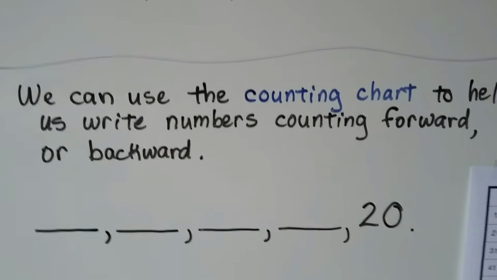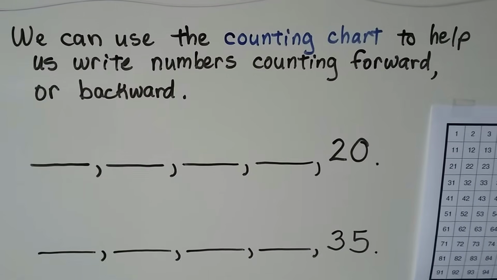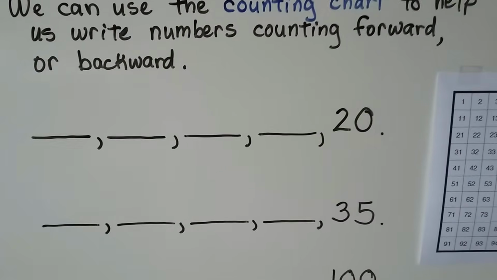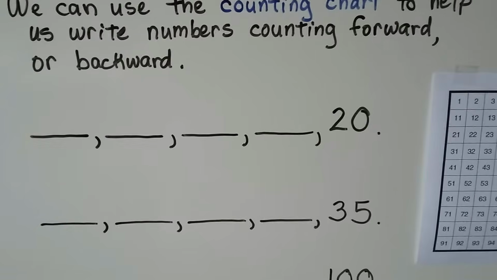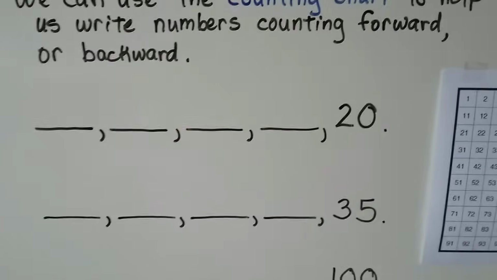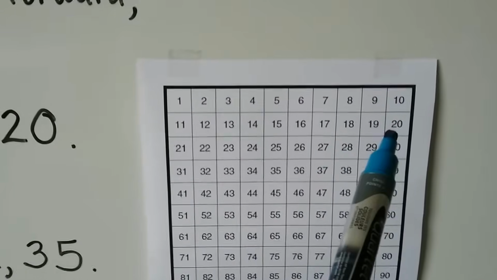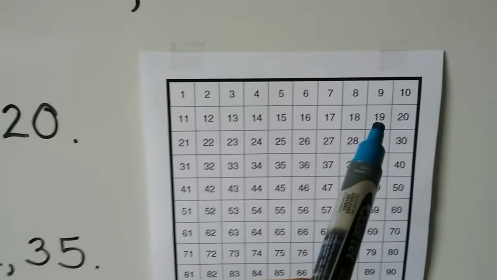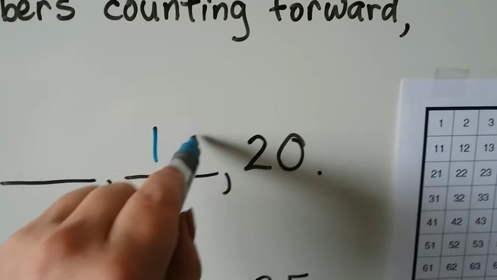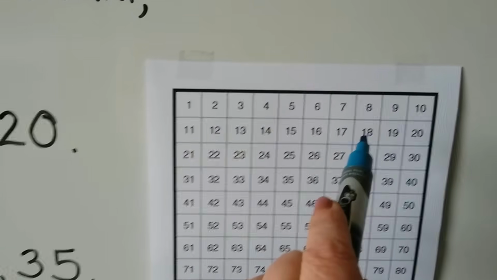We can use the counting chart to help. We can write numbers counting forward or backward. So here we have some blank lines and some unknown numbers, and then it ends with a 20. So we need to find the numbers that are before the 20. We can use the 100 chart. We find the 20. Here it is. And the number right before it is a 19. So that would be counting back. The number that's right in front of the 19 is an 18.